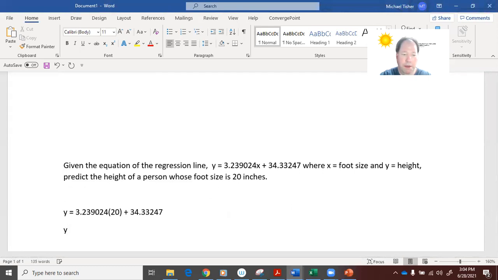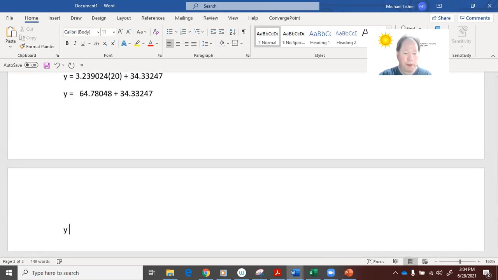Let's see what we get here. This time we'll do 3.239024 times 20, and we get exactly 64.78048, plus 34.33247. And now we add those numbers.